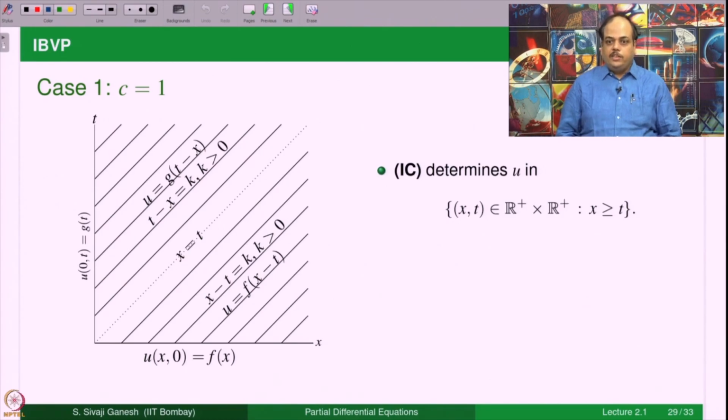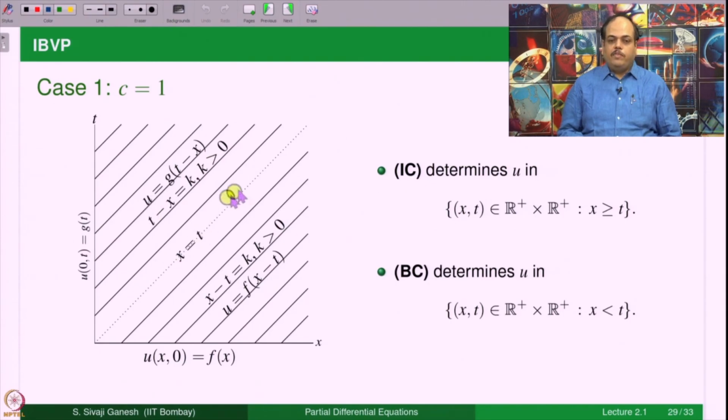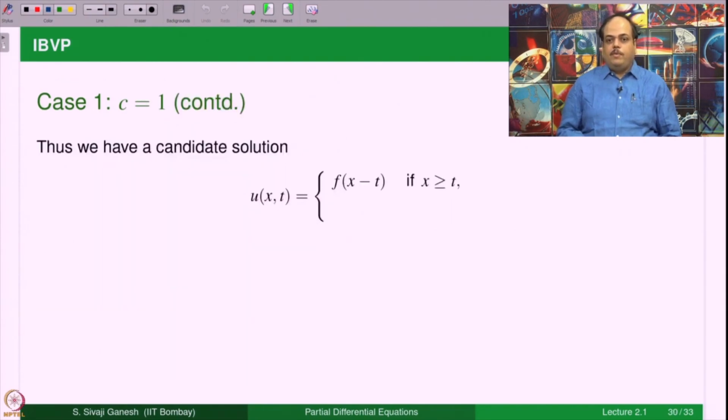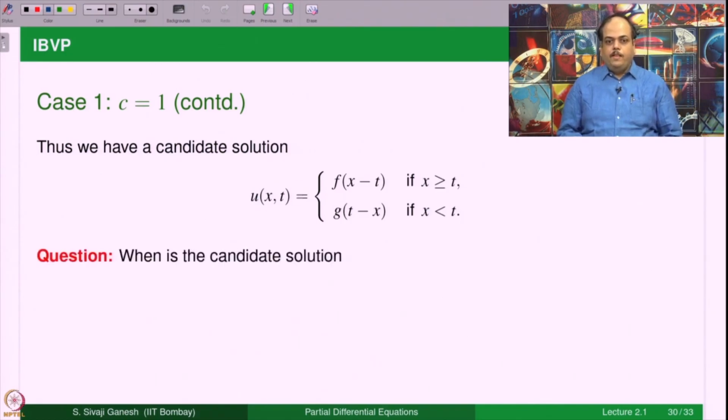So, the initial condition determines u in this region and the boundary condition determines u in this region. Now, what about the line x equal to t, what will happen? So, let us write the formula, this is the formula that we said. Now, if this has to be a solution, it has to be differentiable. The first question is, is it differentiable? So, this is a candidate solution we say, because we have derived a certain possible formula for the solution. That is why we propose a candidate, we need to verify that it is indeed a solution.